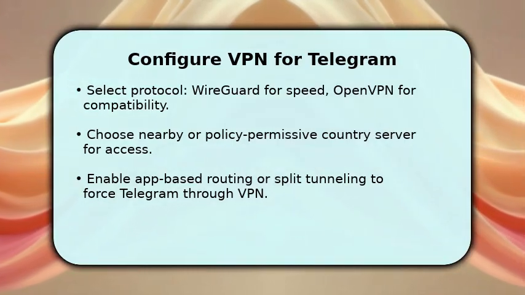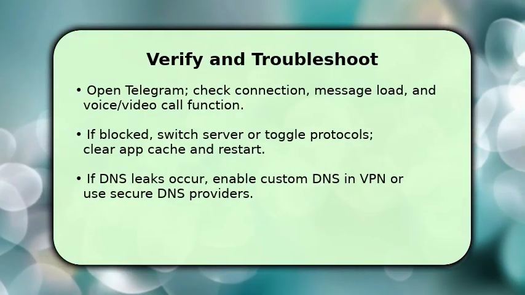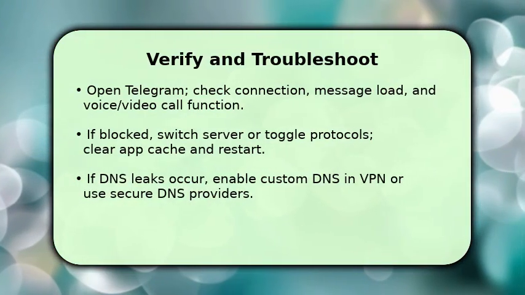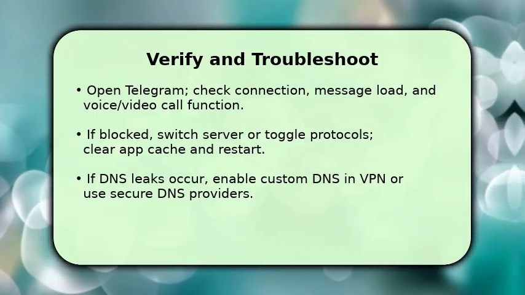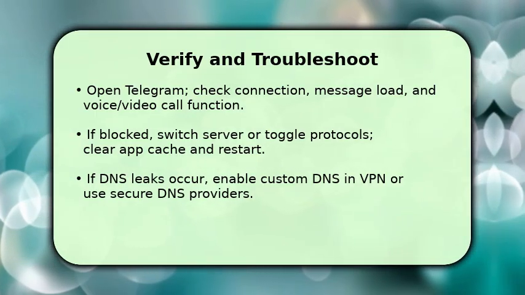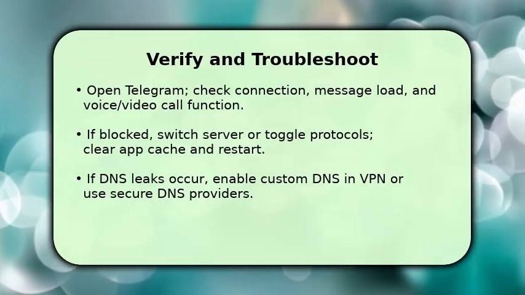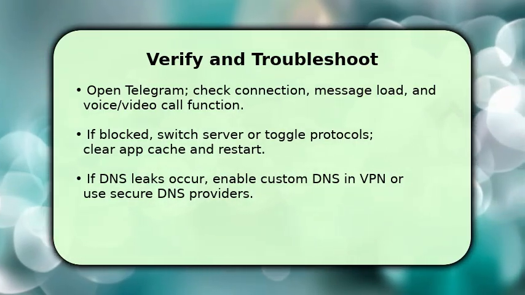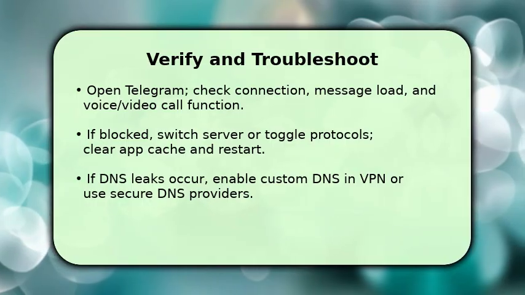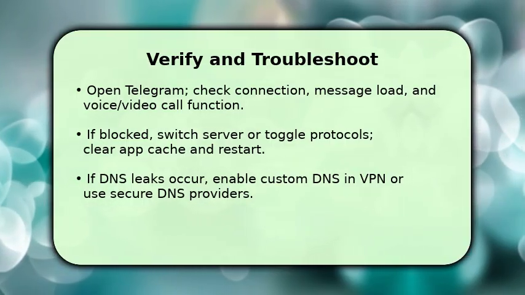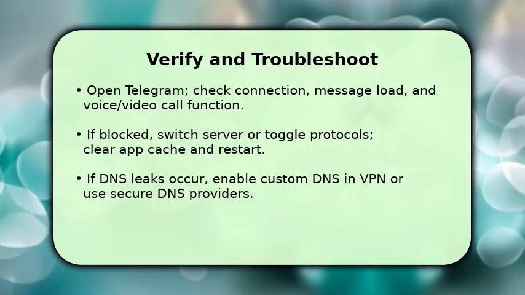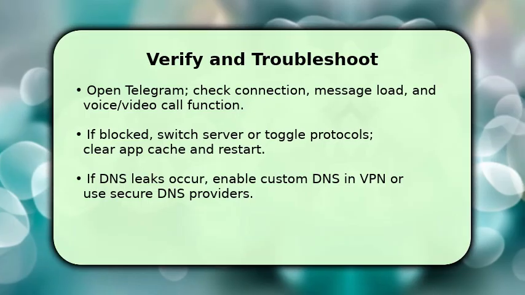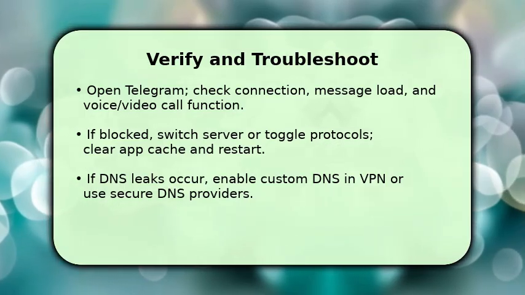Open chats, send messages, and test a voice or video call to confirm media flows. If Telegram still struggles, switch to a different server or change the protocol, then clear Telegram cache and restart the app. If you suspect DNS leaks, enable secure DNS in the VPN settings or use a trusted DNS provider inside the VPN. If issues persist, temporarily disable the kill switch to diagnose, then re-enable it once resolved.